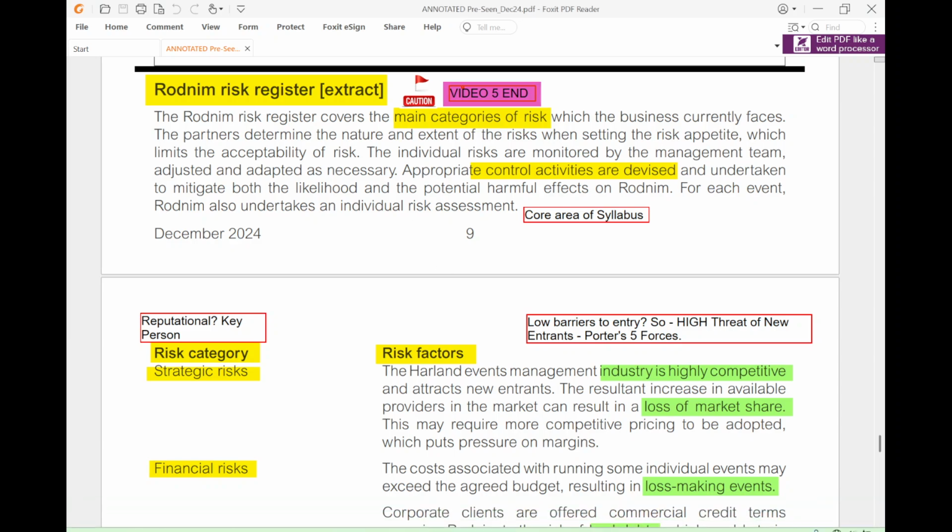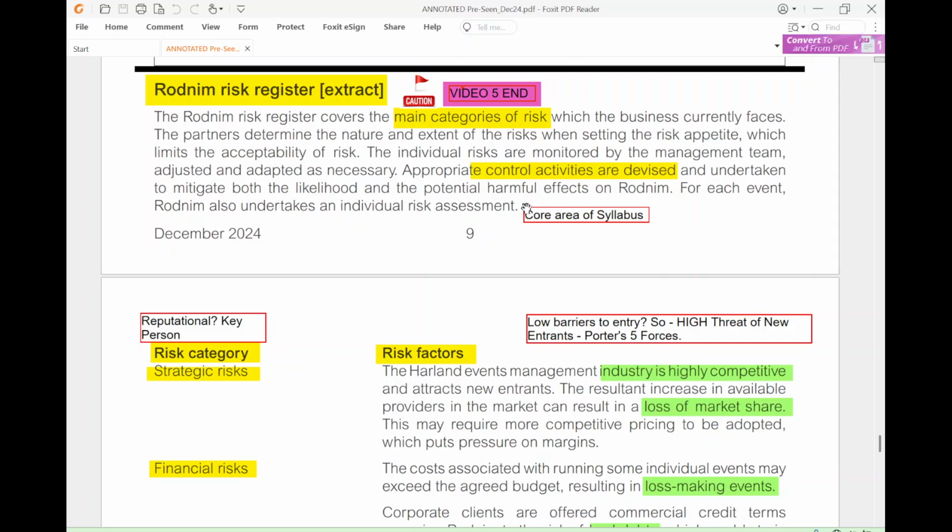Okay, we move forward. Next area, the risk register. Invariably included in the SBL pre-seen. Important for us for the reasons I outlined up top. We've talked about risks. We need to be familiar with these various types as detailed within this particular pre-seen.